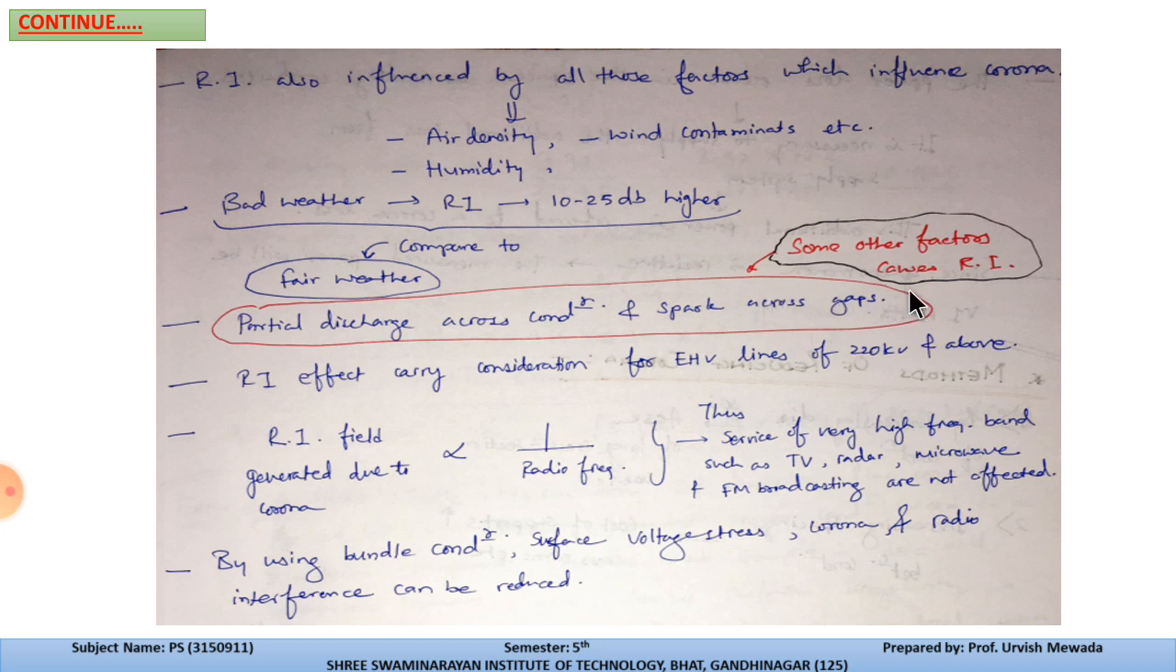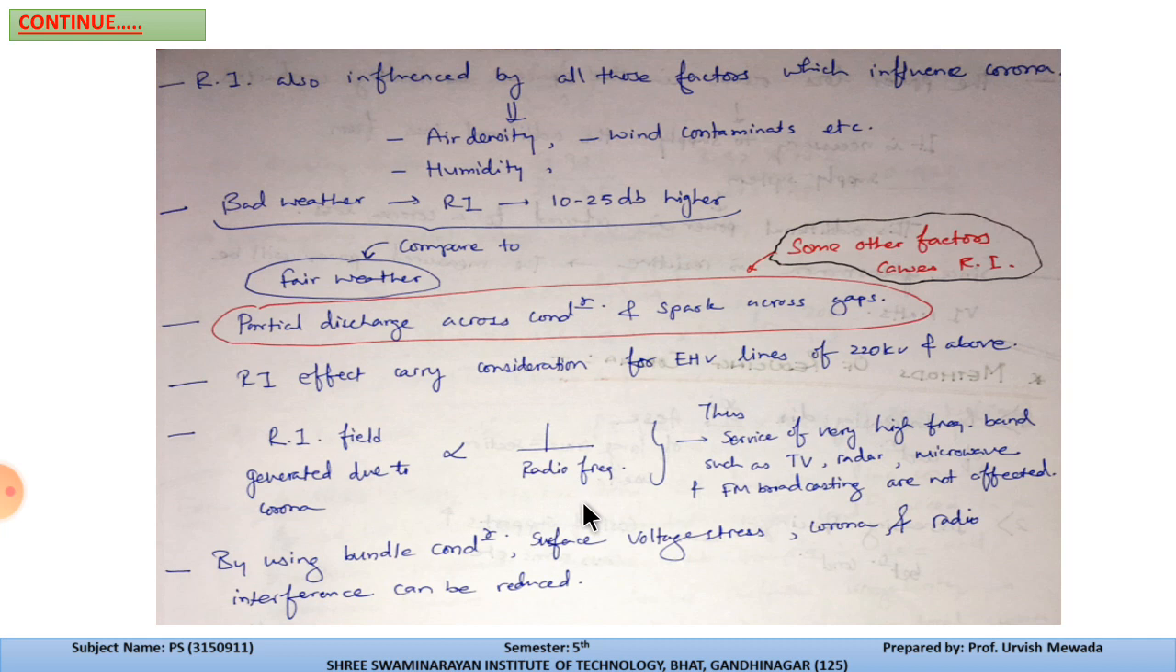And some of the factors, these are the factors which cause the radio interference. Now the radio interference effect is taken into consideration for EHV lines of 200 kV, 220 kV and above. So generally for such transmission lines, RI will occur, and RI is inversely proportional to the radio frequency.